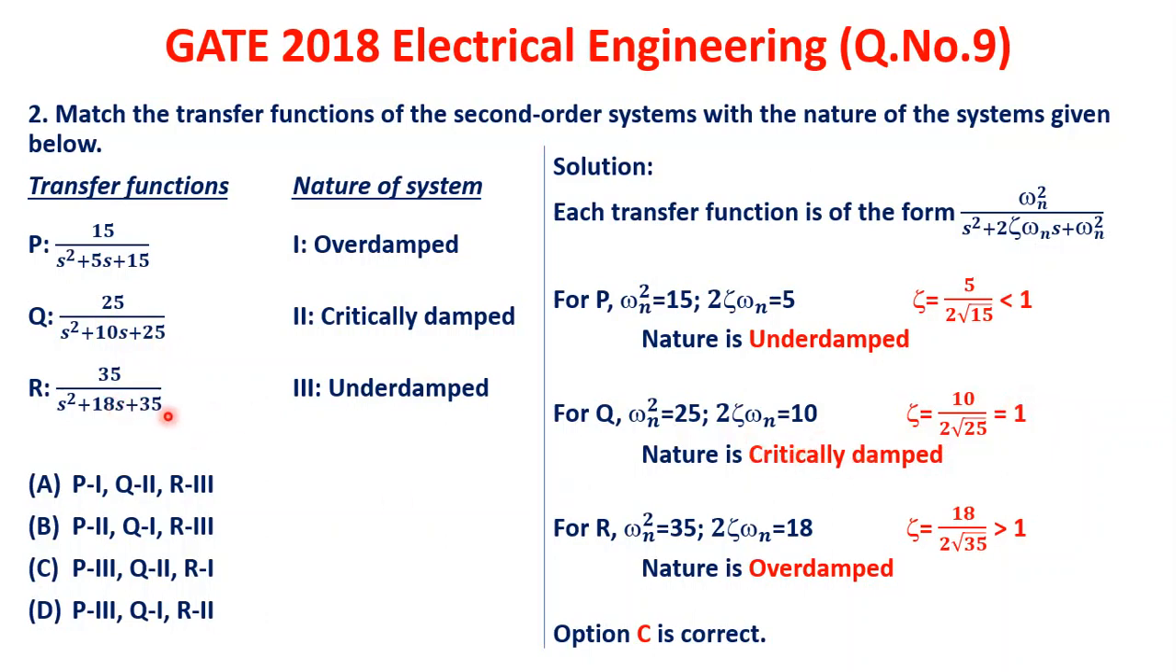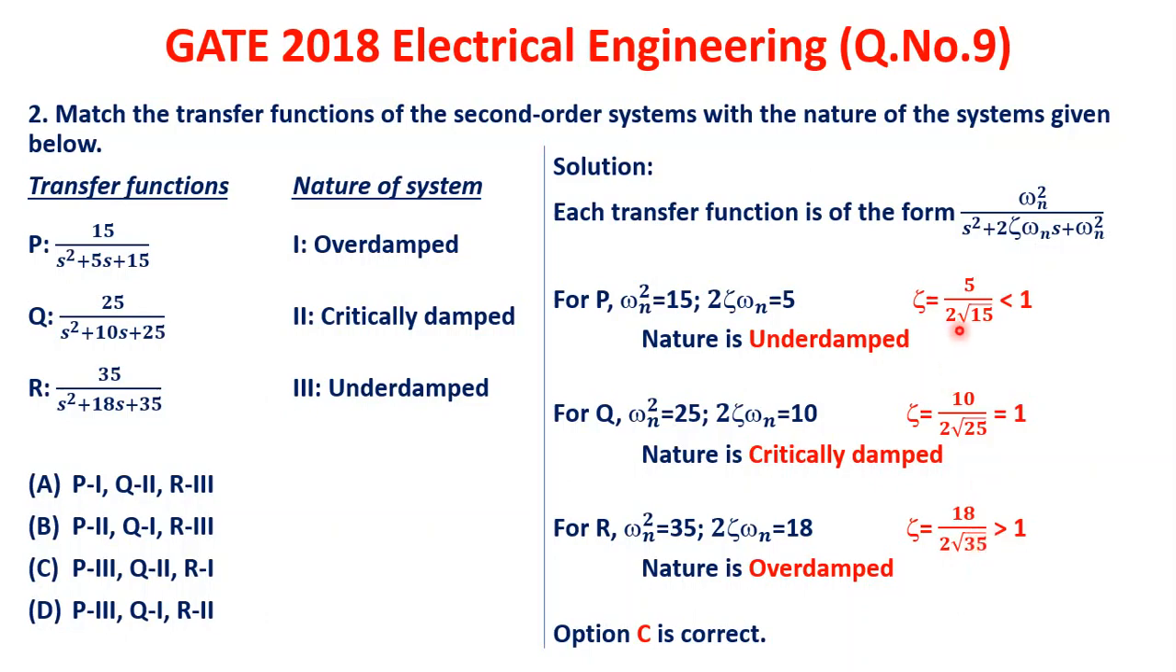For R, omega n square is 35, 2 zeta omega n is 18. If we solve these two, zeta is greater than 1. I have not got the exact numerical value. Just by seeing this, we can say 2 into root 35. Root 35 is almost close to 6. So 2 into 6 is almost 12, so slightly less than 12. So 18 by less than 12 is definitely greater than 1.